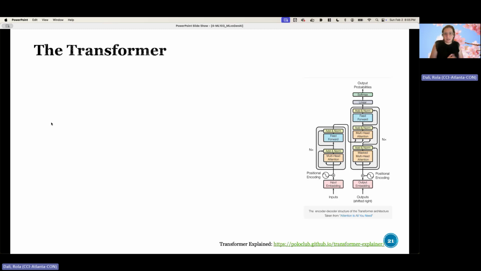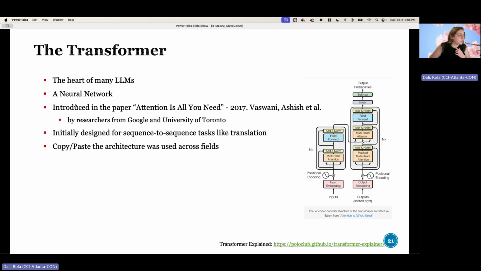The transformer, this is the last big component I wanted to talk about. The transformer is really the model architecture that is at the heart of the LLM. It's at the heart of many LLMs. It's a neural network. Again, we played with neural networks, so if you're not familiar, go back to the previous lectures. And it was introduced in a paper called Attention Is All You Need in 2017.